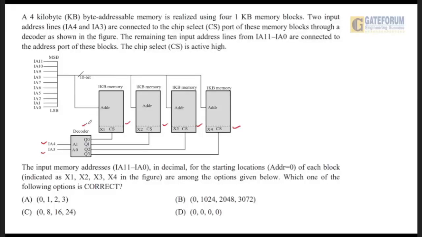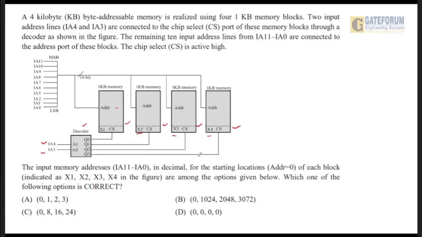This is a decoder. The remaining 10 input address lines from IA11 to IA0 are connected to the address port of these blocks. The chip select is active high. The input memory address IA11 to IA0, in decimal, for the starting location of each block x1, x2, x3, x4 are among the options given below. It is asking that this is the first block, and the base address is x1. The starting address of this block is x2, the starting address of this block is x3, and the starting address of this block is x4.